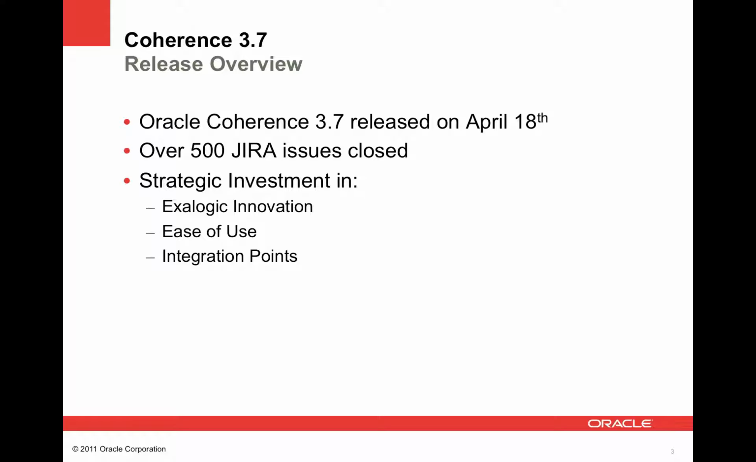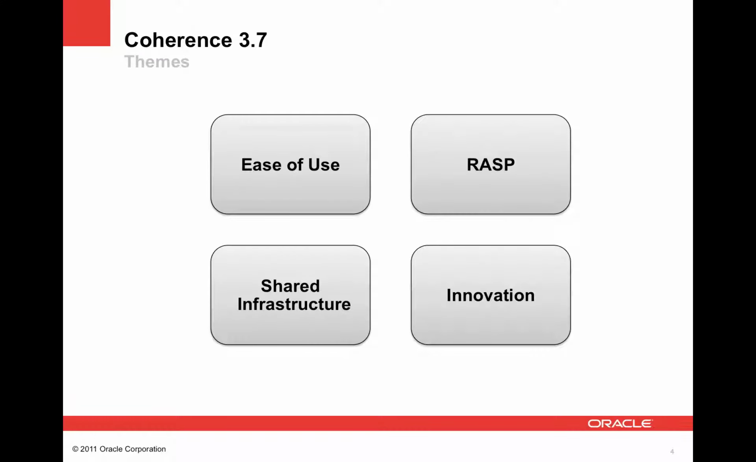When looking at Coherence 3.7, we placed a strategic investment in Exalogic innovation, ease of use, and integration points across other Fusion middleware products. And when we look at releases within Coherence, we bucket or categorize the features and functionality into four themes: ease of use, shared infrastructure, reliability, availability, scalability, and performance, or RASP, and innovation. So as we go through this presentation, we'll bucket them in the same way.